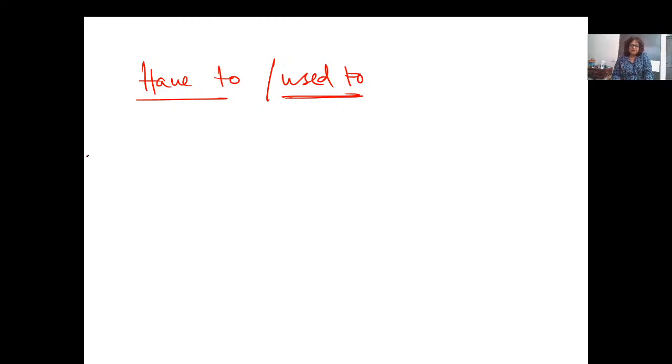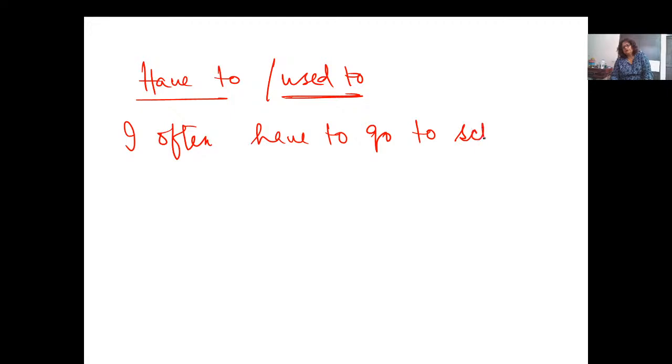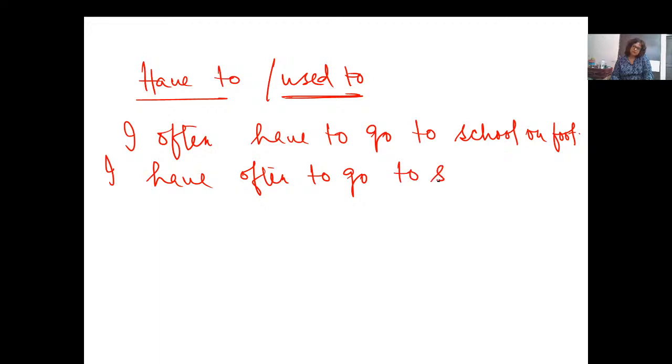Let me give an example. If we write this sentence, I often have to go to school on foot. And the second sentence, I have often to go to school on foot.